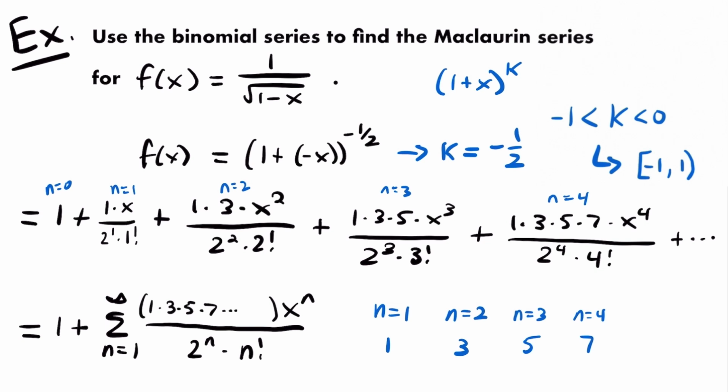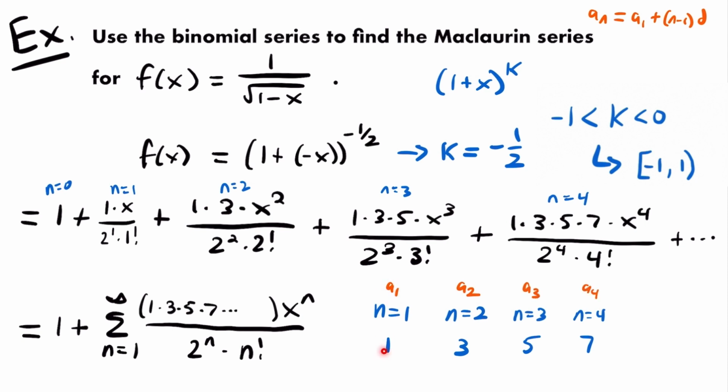And so for an arithmetic sequence, we can find a sub n by using the following formula. We'll have a sub 1 plus n minus 1 times the common difference. Now in this case, a sub 1 is when n equals 1. So a sub 1 is equal to 1. Just like a sub 2 would be equal to 3, a sub 3 is equal to 5, and a sub 4 is equal to 7.